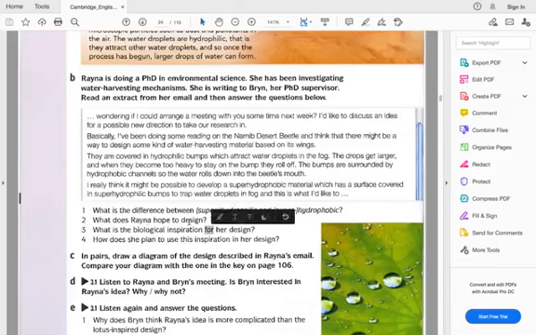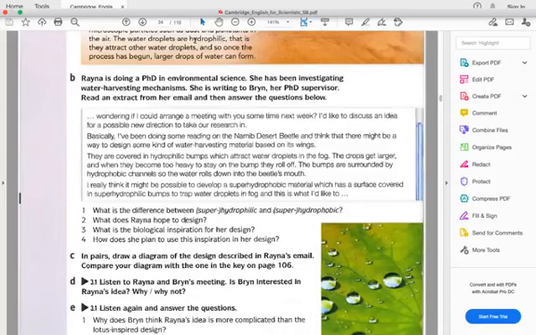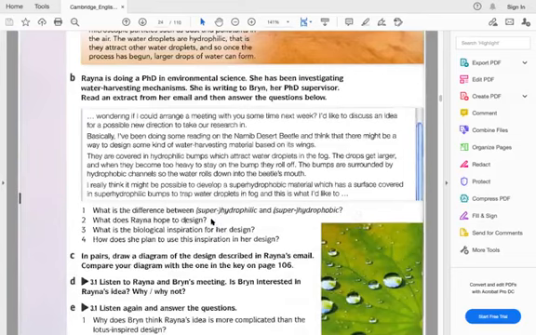What does Raina hope to design? She hopes to design a water harvesting material. What is the biological inspiration for her design? إيه الظاهرة الطبيعية اللي أوحت لها بالفكرة دي؟ The desert beetle.